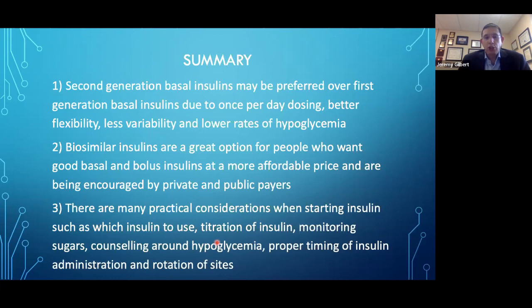Remember that titration is important, consideration of the type of insulin, basal, and then moving to bolus once per day, and then perhaps even more than once a day, using it with other agents, the monitoring of sugars, especially with advancements in glucose sensing technology, counseling around hypoglycemia with respect to prevention and treatment, proper timing of insulin administration, especially around bolus insulin being given preferably before meals, often 15 minutes before meals.